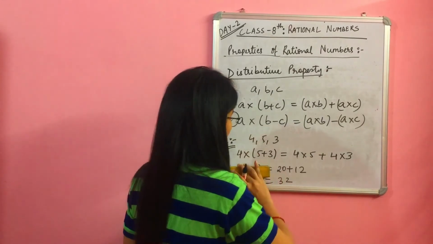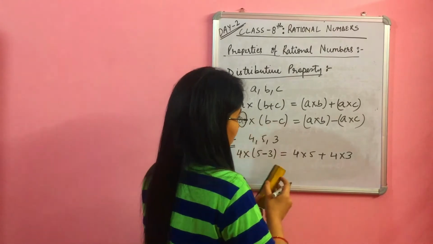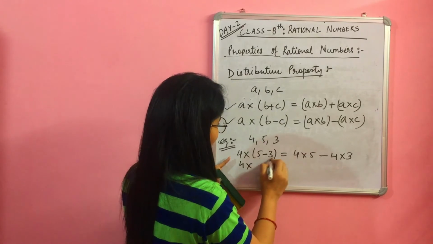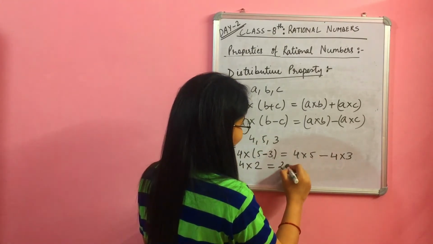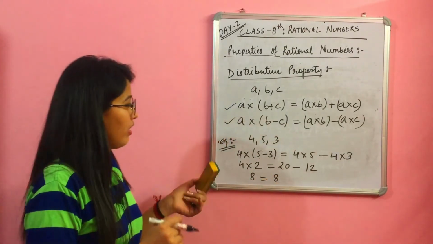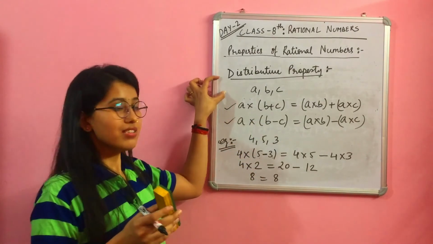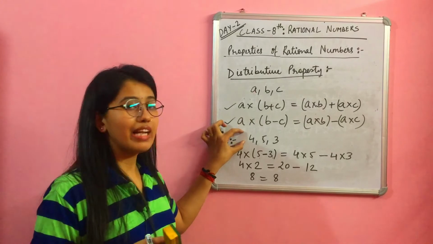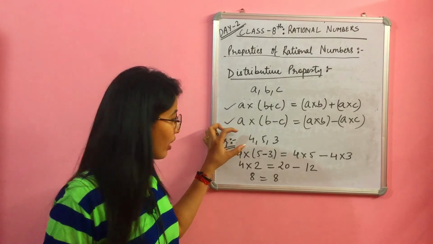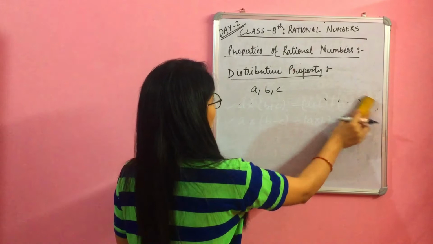Next, similarly, let us solve for subtraction as well. Instead of plus, I'll just write minus. So 4 into 5 minus 3 is 2, and 4 5s are 20 minus 4 3s are 12. So this is 8 and this is also equal to 8. So these two properties are satisfied. These two properties are known as the distributive property. Instead of natural numbers, you can also take rational numbers, whole numbers or integers. So this is all about the distributive property.